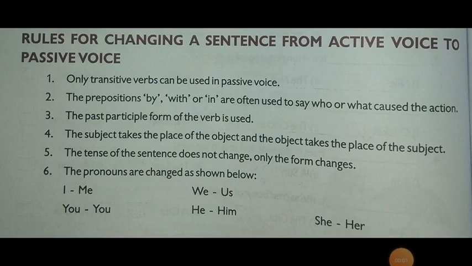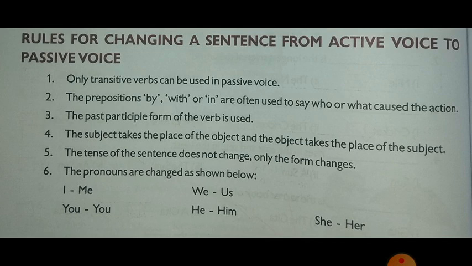To convert a sentence from active voice into passive voice, we have to follow certain rules. The first rule is the verb in the sentence should be a transitive verb which can be followed by an object. The action has to be received by an object. The next rule is the prepositions by, with or in are often used to say who or what caused the action. So in the passive form, like we saw, the cake was brought by me. So you need to use it before the subject in the sentence.